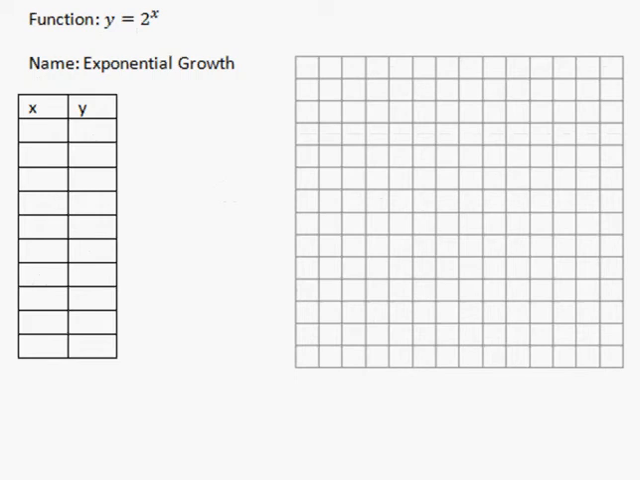The next two are going to be related. This one is y equals 2 to the x. It's called exponential growth, and the way we tell if it's growth is if this number here is greater than 1. So the number that you're taking or has the exponent has to be greater than 1. Then it's called exponential growth, and you'll see why, hopefully shortly.